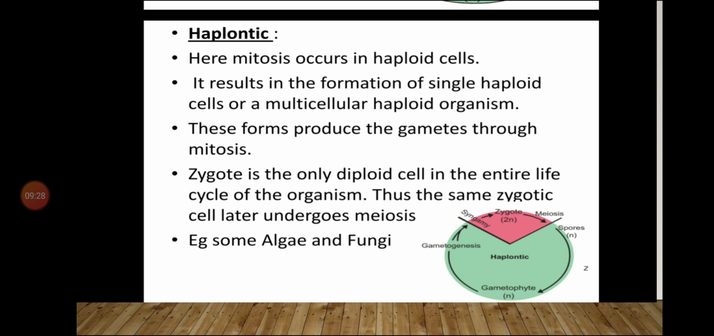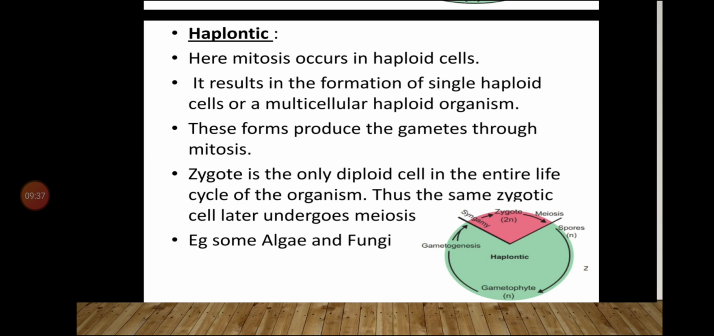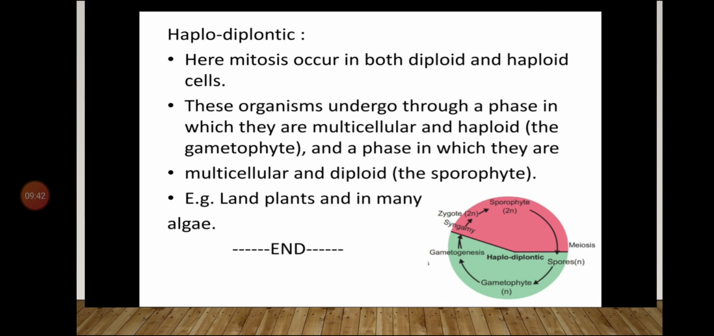Okay, before we have studied haplontic, now let us study haplodiplontic. First we studied diplontic, meaning diploid, haplontic meaning haploid cells. Mitosis will occur in haploid cells. Here in haplodiplontic, mitosis occurs in both diploid and haploid cells. These organisms undergo a phase in which they are multicellular and haploid, that is the gametophyte, and a phase in which they are multicellular and diploid, the sporophyte. Examples for such type of life cycles are many land plants and many algae.